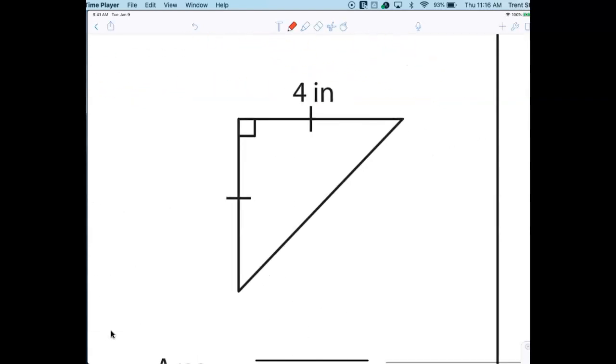Now the only thing you have to remember is that the base and the height are perpendicular. I always used to tell my kids, go to the right angle. That's the right angle symbol. And those have arrows to the two things that are the base and the height.